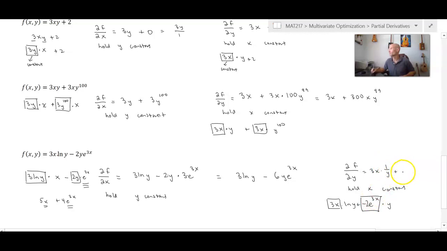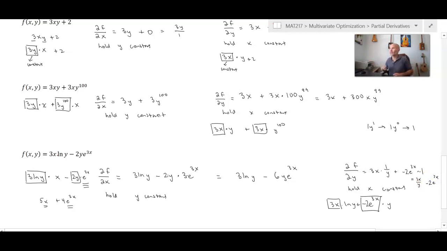plus the constant, negative 2e to the 3x, times the derivative of y. Well, the derivative of y is, it's 1y to the first. Its derivative will be 1 times y to the 0th, which is just 1. So the derivative of y is 1. And I could clean this up a little bit more and write this as 3x over y minus 2e to the 3x. And there is our partial derivative.